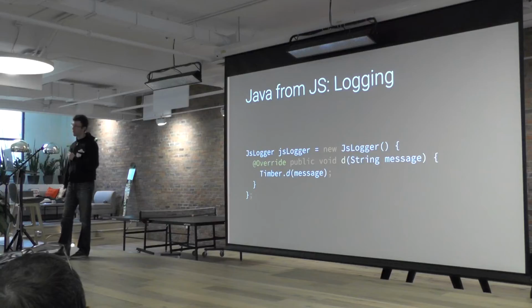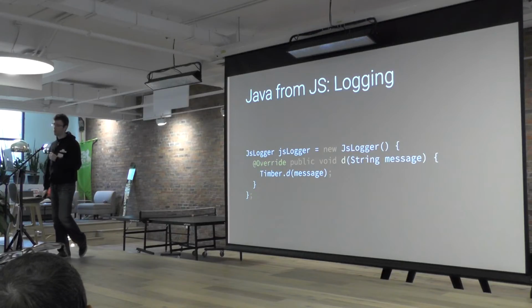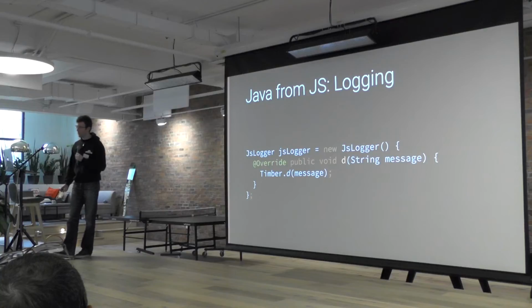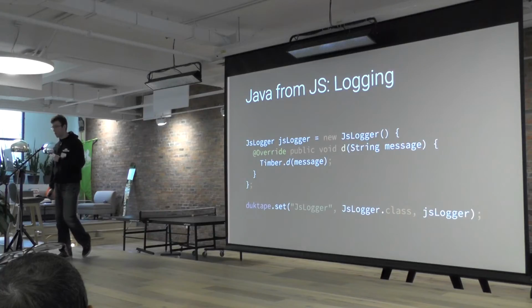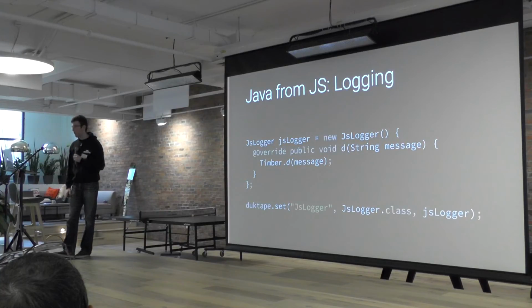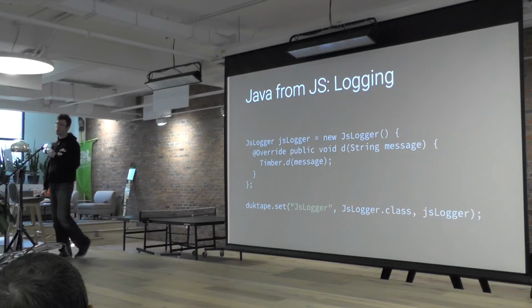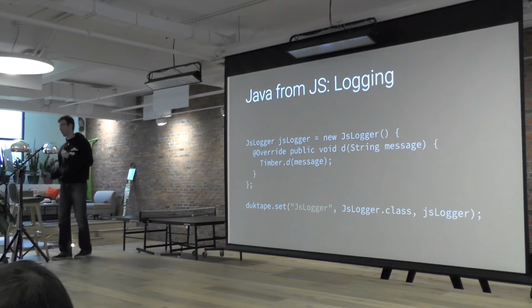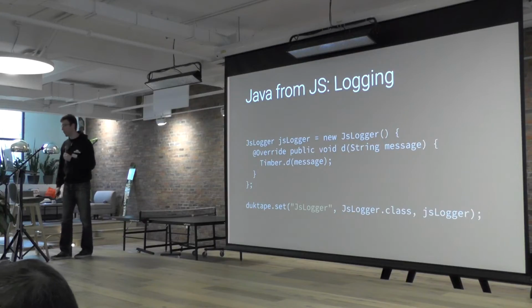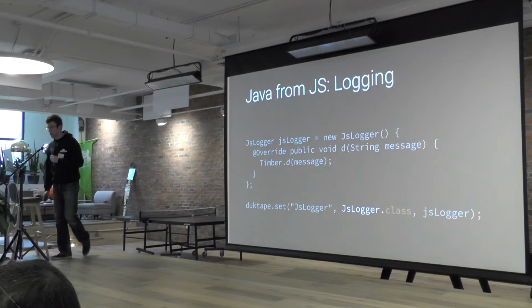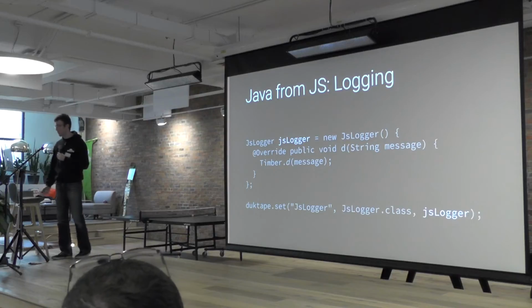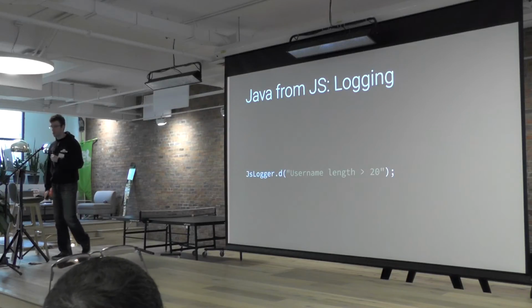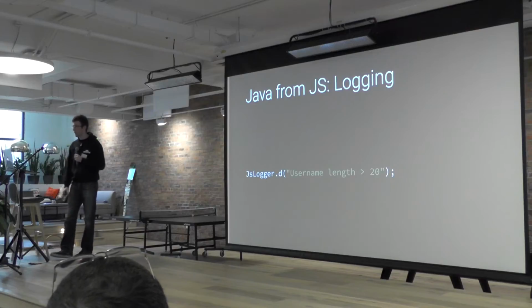So you are going to create an implementation of this interface. This is a very simple one. It just takes the message and it proxies it through Timber, which is a great Android logging library that you should all be using. And then instead of get, we're going to call set on Duct Tape. The first parameter is the global JavaScript object that you want to be created. This is the object that your JavaScript code is going to be trying to call to. Second is the Java interface you defined, and the third is the implementation of the interface that you can see above. Then in your JavaScript, you can just access this new JS logger class and log some messages.